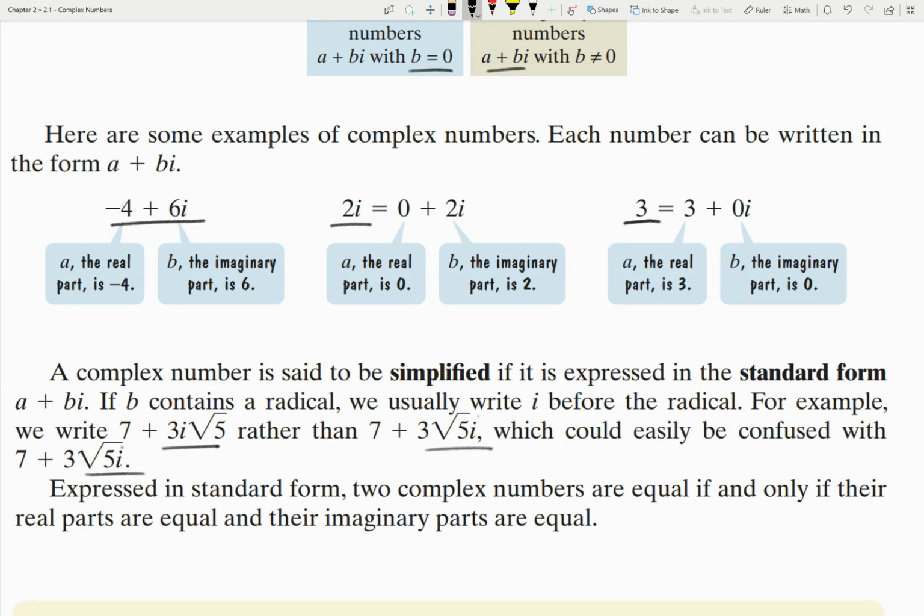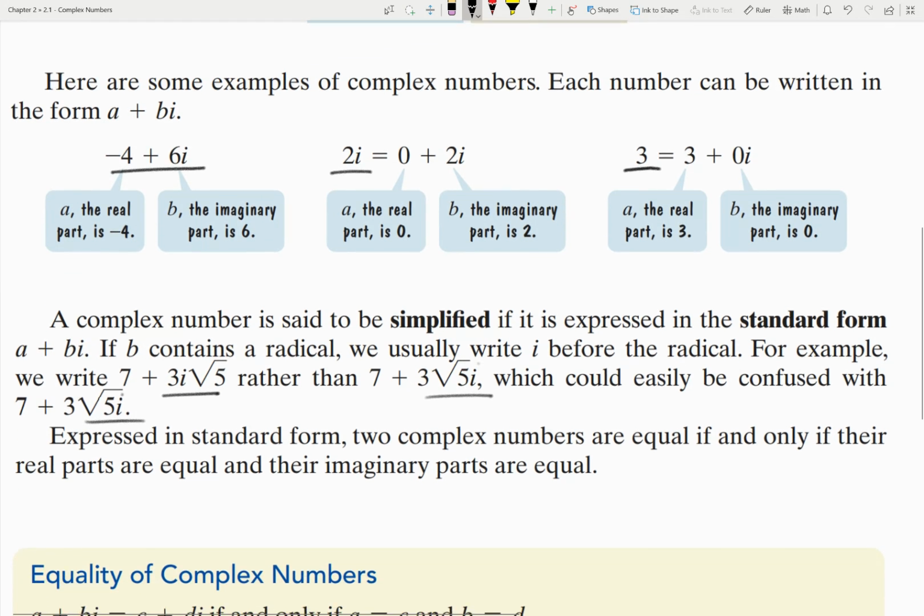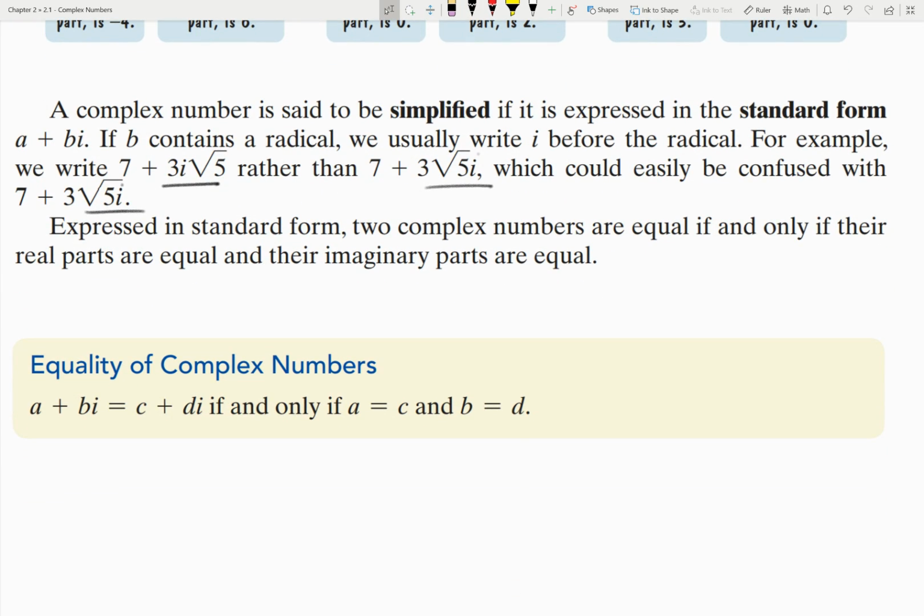Okay, so we always write the i before the radical, just like we do with variables, just to help us be clear about whether the i is part of the radical or not. If they are expressed in complex form, or standard form, complex numbers are equal if and only if the real parts are equal and the imaginary parts are equal, right? So 3 plus 2i is equal to 3, the real parts are equal, and 2i, right?